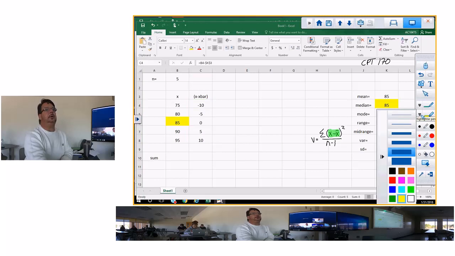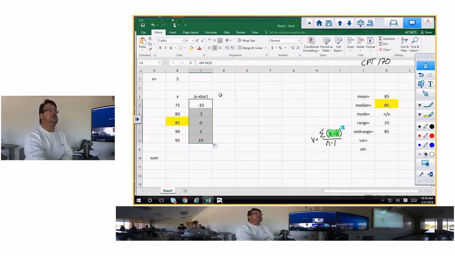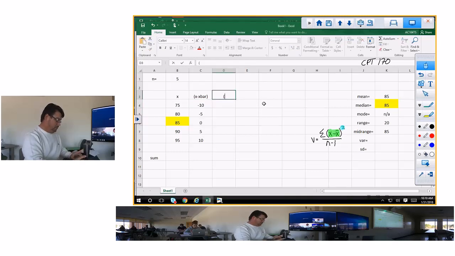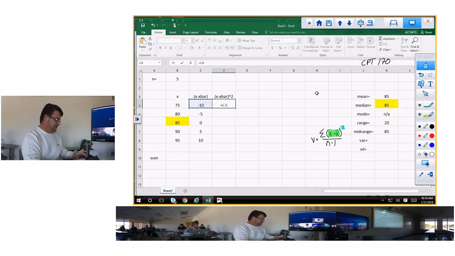Now, what do we do after? Take our handy dandy highlighter. And what do we do after parentheses? Exponent. Square it. So I'm going to make a column, and you make another column. And it's going to be called x minus x bar raised to the what? Raised to the second power. And the reason I put it just like that is so you can relate it to the formula. You're reading the formula, you're doing what the formula says. So I'm going to take dang old 10 and raise it to the second power, and the reason you do that is to make everything positive.